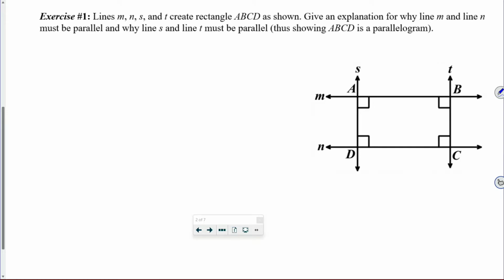Lines M, N, S, and T create rectangle ABCD as shown. Give an explanation for why line M and line N must be parallel, and why line S and line T must be parallel, thus showing ABCD is a parallelogram.